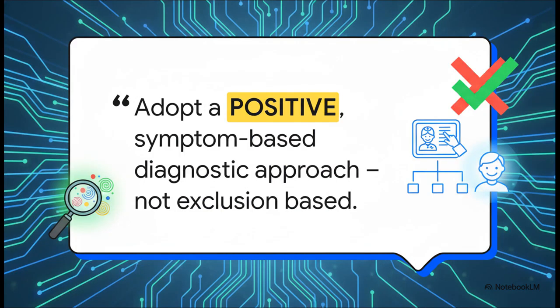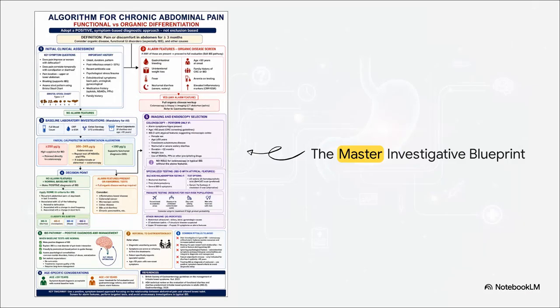The absolute core mantra for our investigation is simply this: adopt a positive, symptom-based diagnostic approach, not exclusion-based. For literally decades, medical professionals treated conditions like IBS as a diagnosis of exclusion. You know what I mean? Running endless, expensive, and stressful tests just to rule out everything else first. Well, what's really game-changing about this updated algorithm is that it demands a massive shift. Instead of just ruling out suspects, we are now looking to confidently rule in a functional disorder based on very specific positive symptoms. Take a look at this.